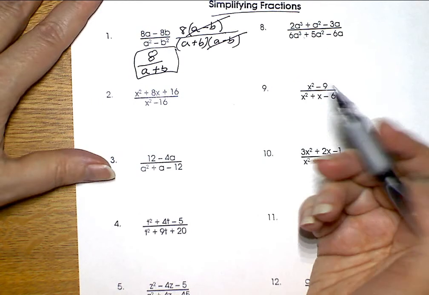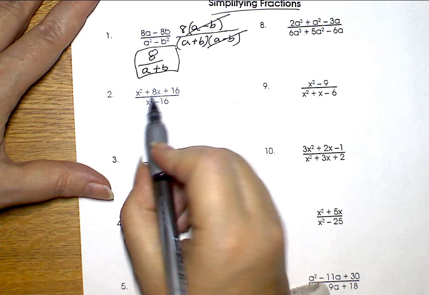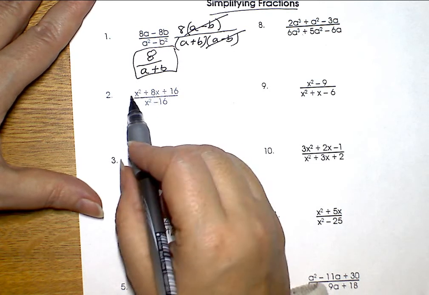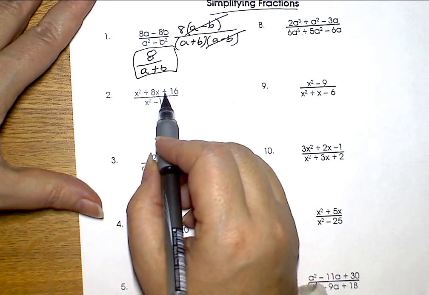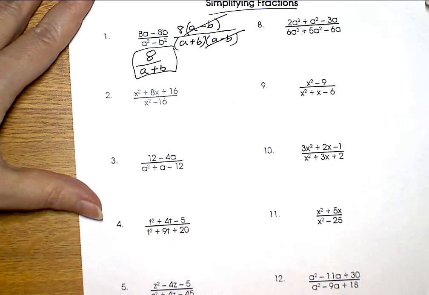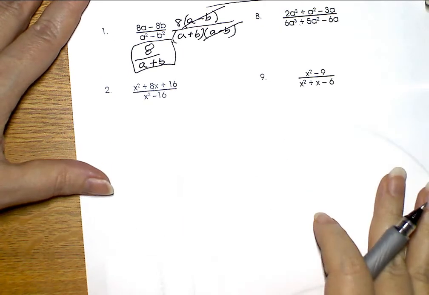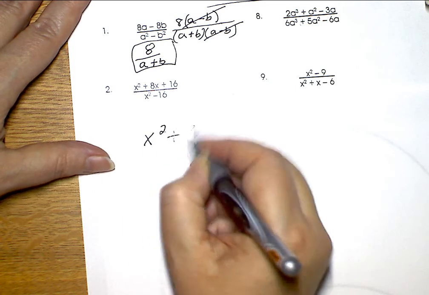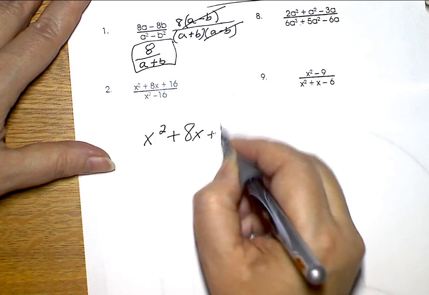All right. So, to factor the top, x squared plus 8x plus 16. Now, if you are still struggling with factoring, you're going to have to probably do it on another piece of paper, unless you have enough room. I did try to leave you guys room.